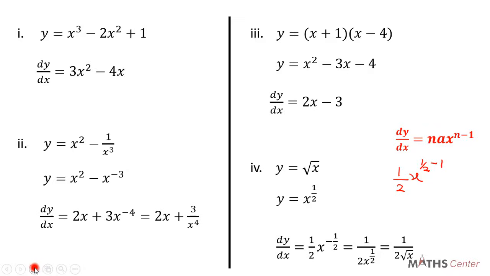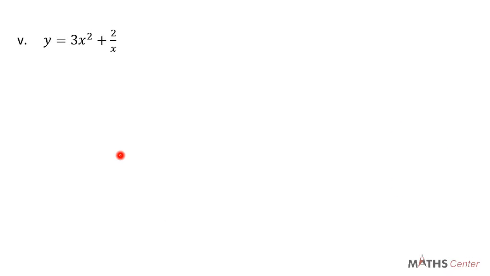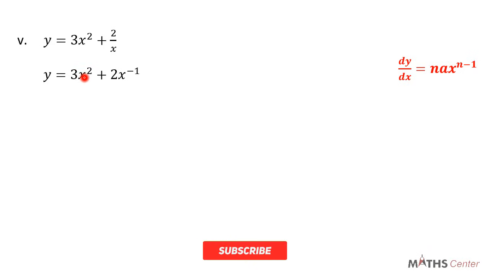Let's consider the next question. For the next question, we have y is equal to 3x squared plus 2 divided by x. From indices, we know that this can be written as y is equal to 3x squared plus 2x exponent negative 1. This is a sum, so you differentiate each term. You differentiate the first term, which is 3x squared. When you do that, you have 6x, because 2 will multiply 3x, and then you reduce the exponent 2 by 1, so that gives us 6x.